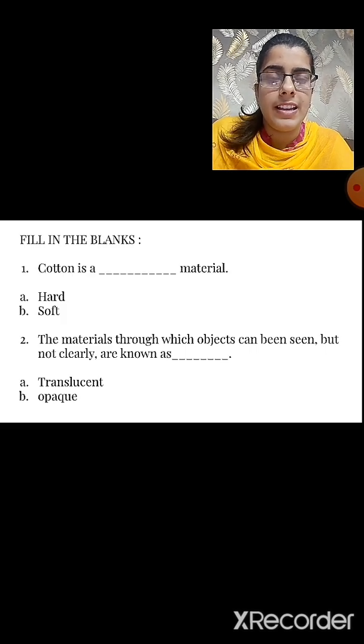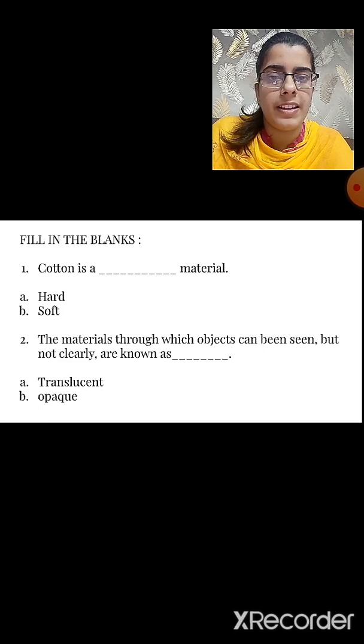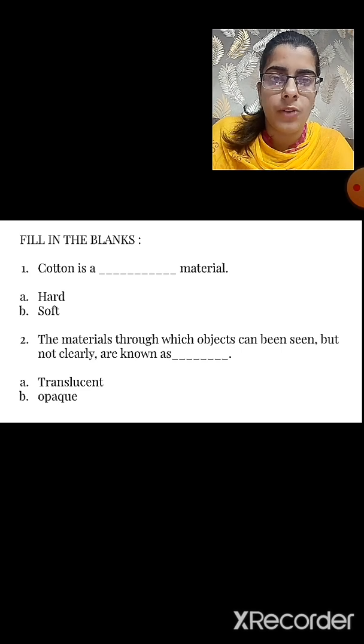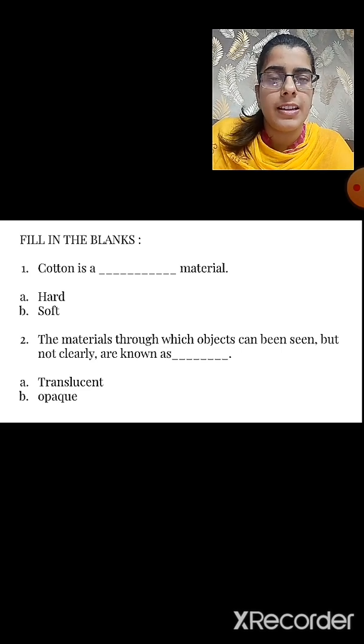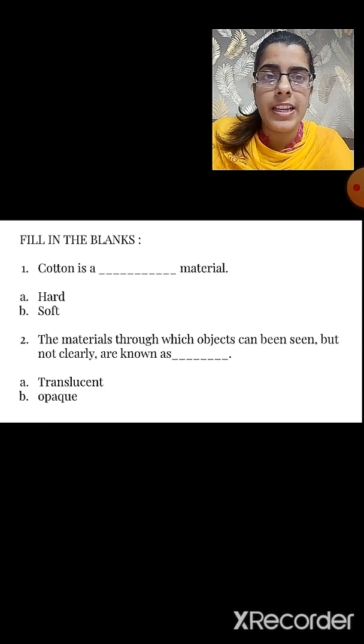Now let's have a look at the questions. Question number 1: cotton is a dash material. So cotton is which material? Is it hard or soft? Cotton is a soft material. The materials through which objects can be seen but not clearly are known as translucent or opaque. We are able to see but we are not able to see it clearly. So they are translucent materials.